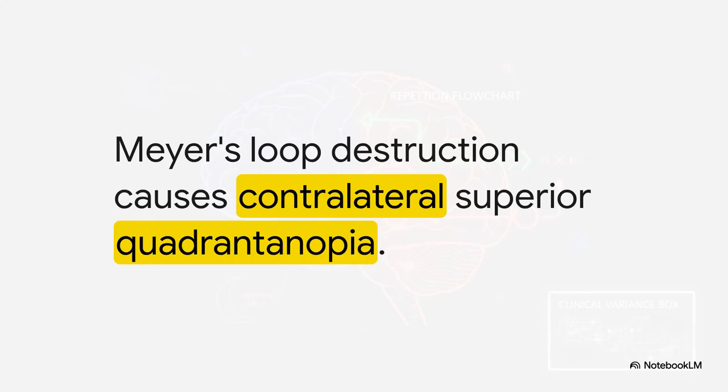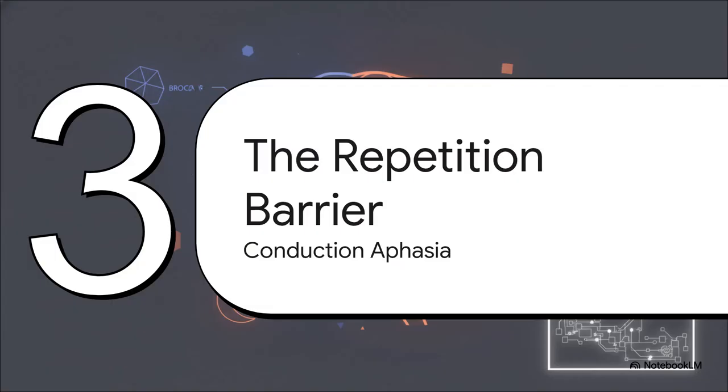Because of this, Wernicke's aphasia is frequently associated with a pathognomonic contralateral superior quadrantanopia. It's that classic pie-in-the-sky visual field defect right up there in the upper outer quadrant of their vision. Module 3, the repetition barrier.